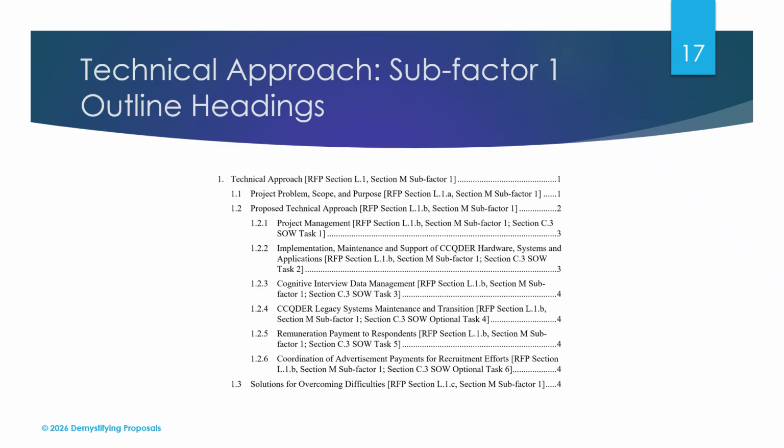So project management is that first task. That's often the first task, project or program management. The second task, the third task, the fourth task, which is an optional task, but you still have to address it. The 5th task, and then the 6th task, which is another optional task. Again, you still have to address it. And then that last section would be solutions for overcoming difficulties, which is subsection C of the main technical approach requirements in section L.